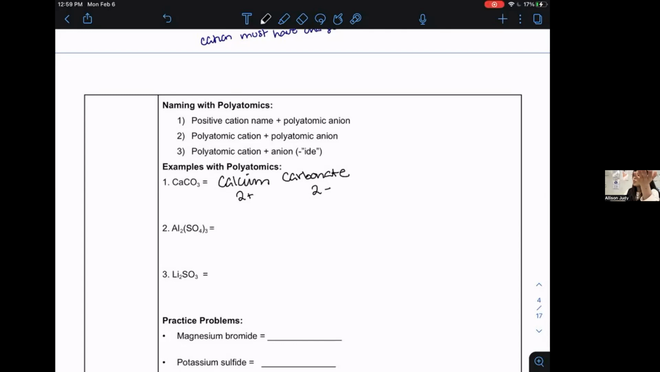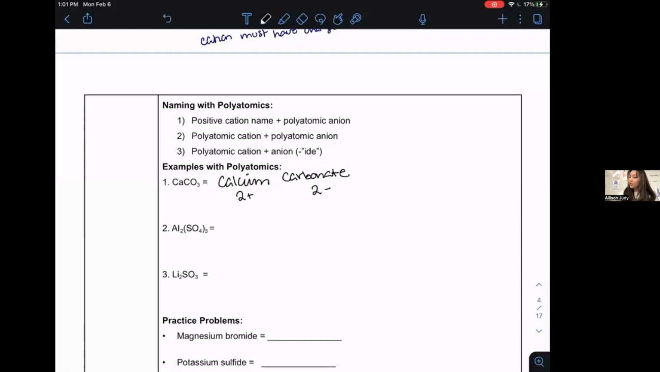So we're in a 1-to-1 ratio anyway, but even if we needed 2 of them, we would never say calcium dicarbonate. Like, no. We assume you can do math. We assume that you memorized all of these polyatomics. Try the next 2 on your own.